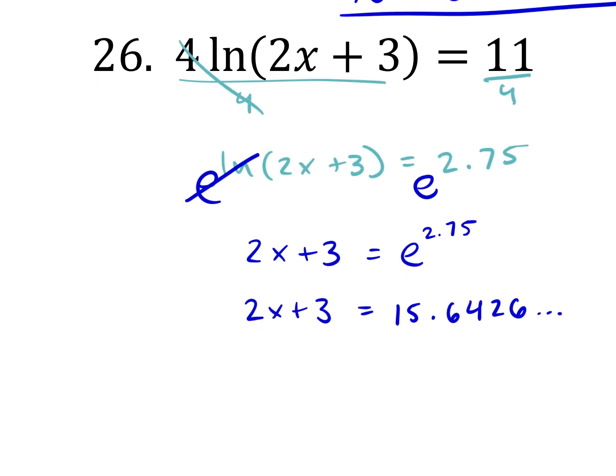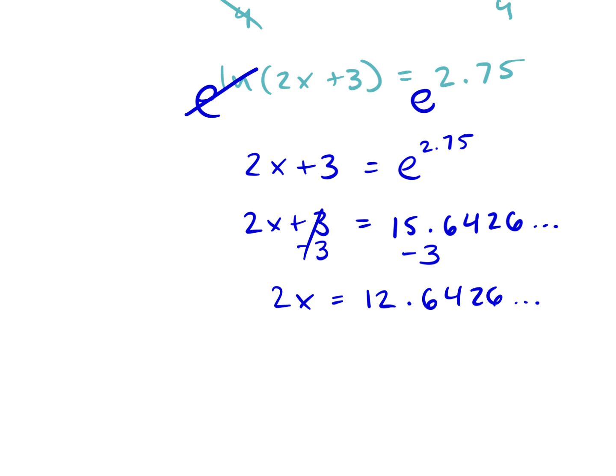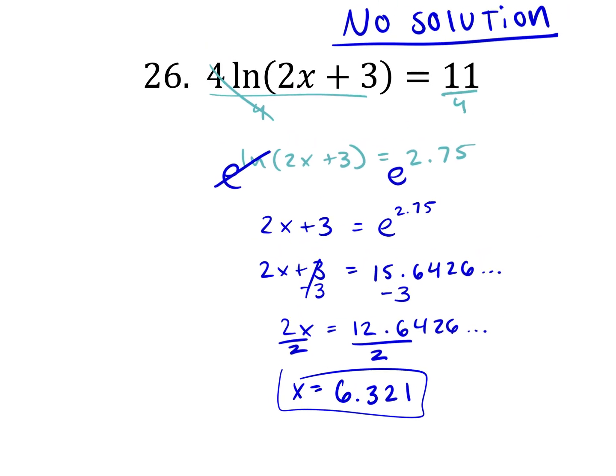What do we do next? Subtract 3. So 2x equals 12.6426. And then what? Divide by 2. 6.321.